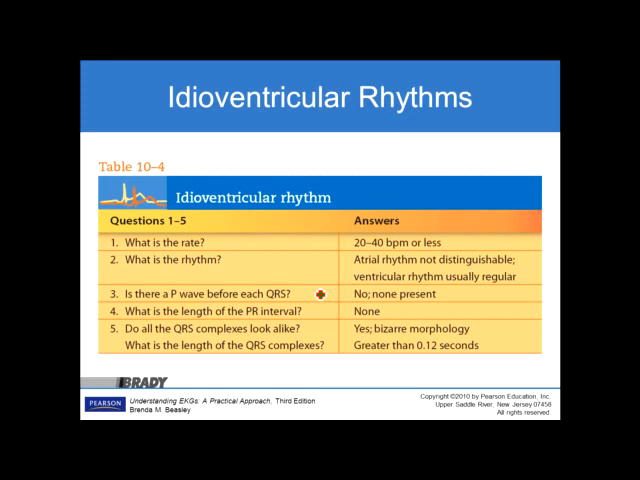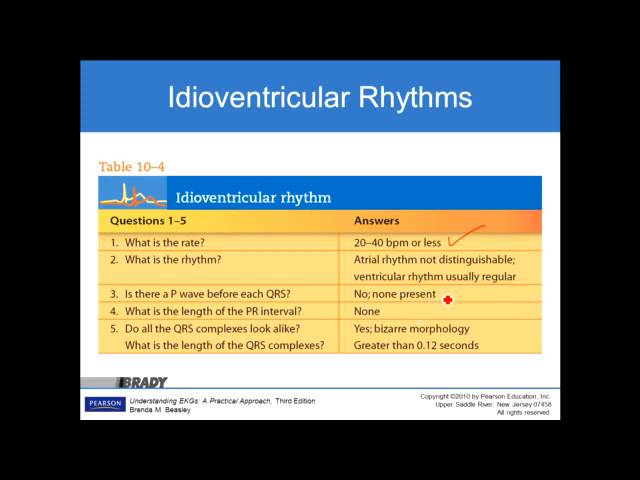So, idioventricular rhythms, 5-step process. The first one is rate, and the rate is going to take over the intrinsic rate of the ventricles, which is 20 to 40 beats per minute or less. The second one, what is the rhythm? If it is run from the ventricles, there is no atrial rhythm or distinguishable P waves, and the ventricular rhythm is usually pretty regular, but it's going to be very slow at 20 to 40 beats per minute.